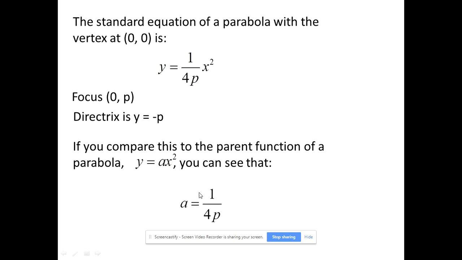If you compare that to the parent function of a parabola, y equals ax squared, you can see that the a value has to equal 1 over 4p. And we can use that in order to figure out what p is. So you have the a here and the 1 over 4p here. So you can see that those would have to be equivalent.